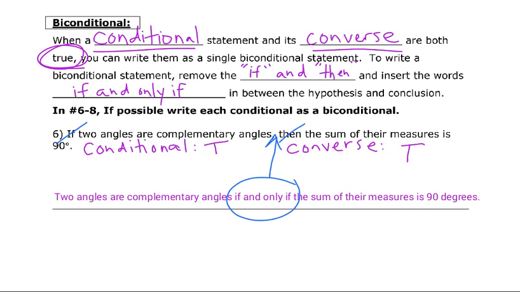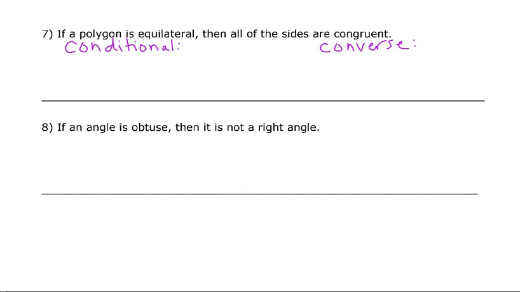For number 7, if a polygon is equilateral, then all of the sides are congruent. Well, that is a true statement, so our conditional statement will be true. Remember, for the converse, we flip it. So if all of the sides are congruent, then the polygon is equilateral, and that is also true. So once again, we can write a biconditional statement. Remember, we remove the if, remove the then, and in the middle is where we put if and only if. So a polygon is equilateral if and only if all of the sides are congruent.